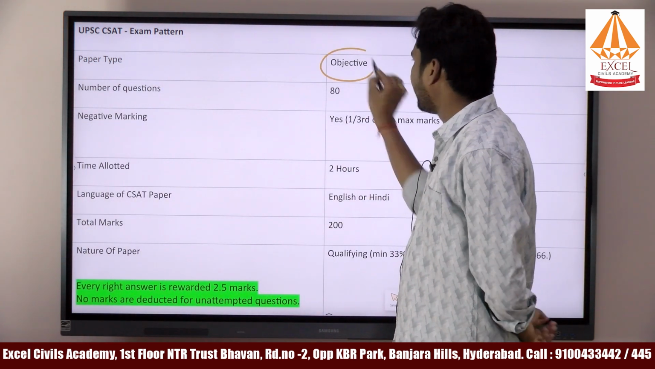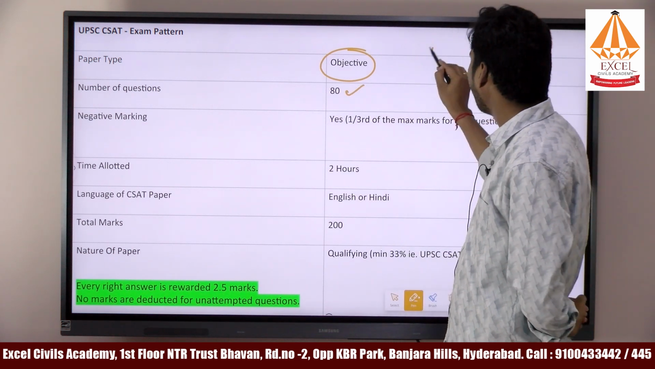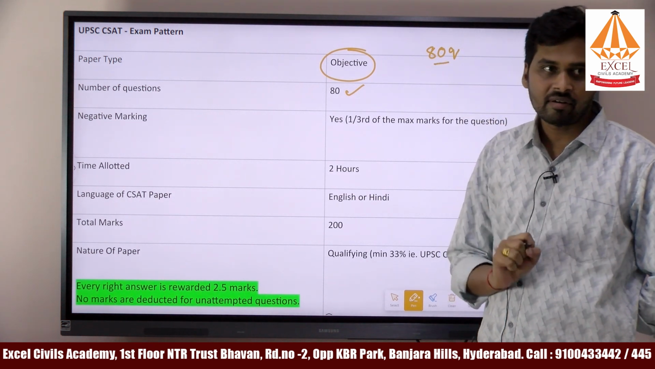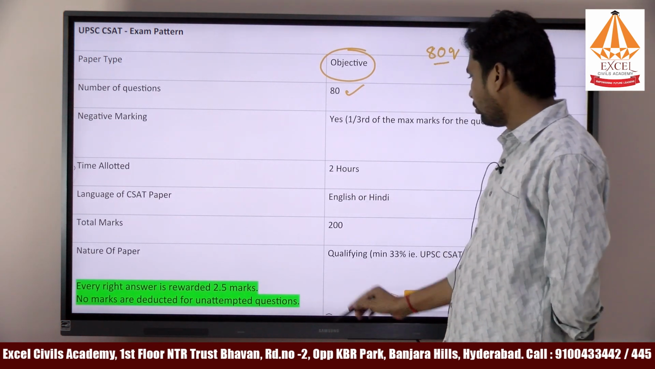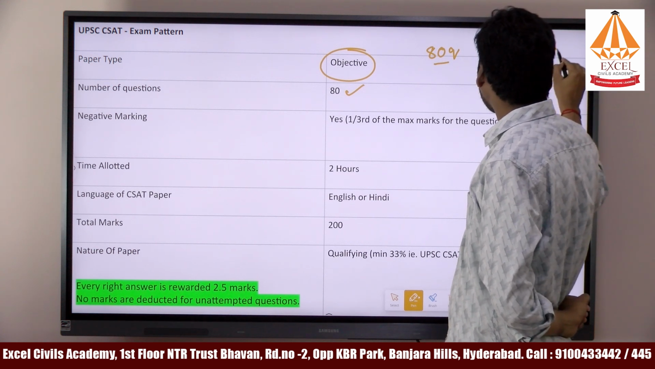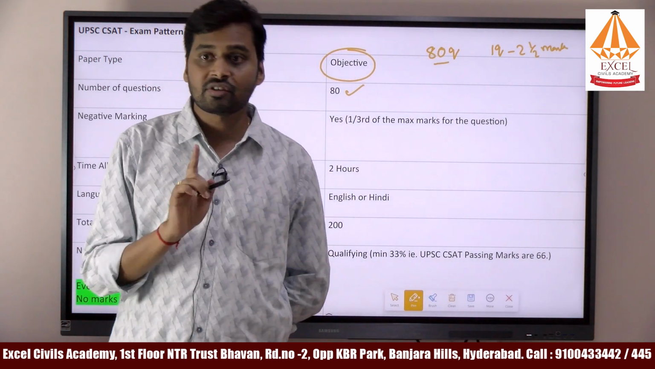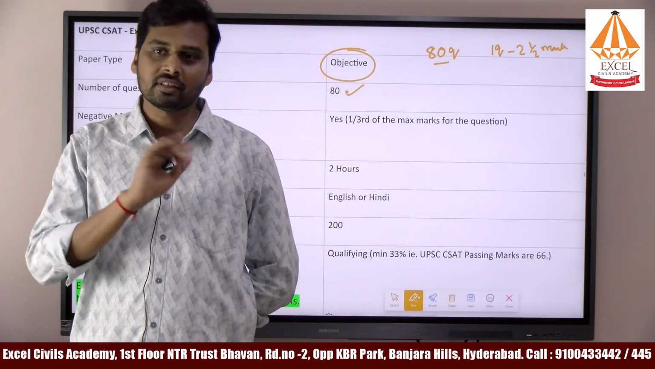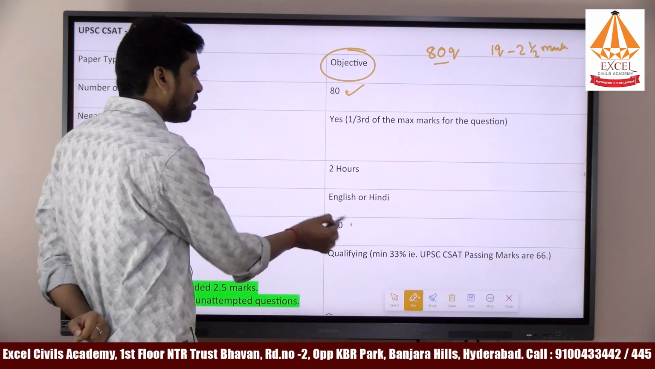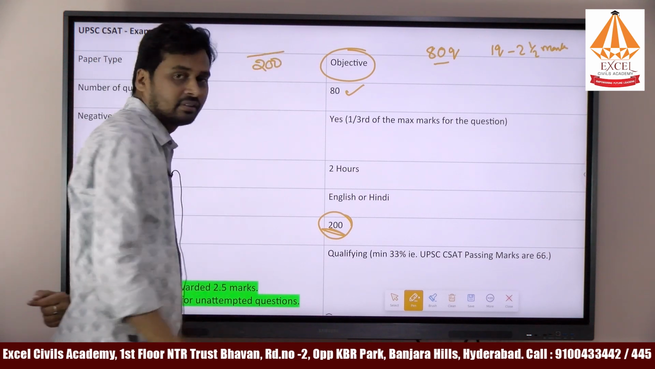It is an objective type paper. The second thing, total number of questions: we have 80 questions. And each question carries 2.5 marks. Now tell me, what is the total marks then? 80 into 2.5, which means the total marks are 200 marks. So this paper is for 200 marks.